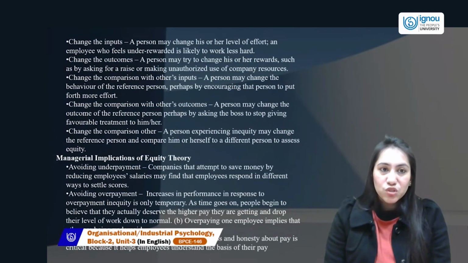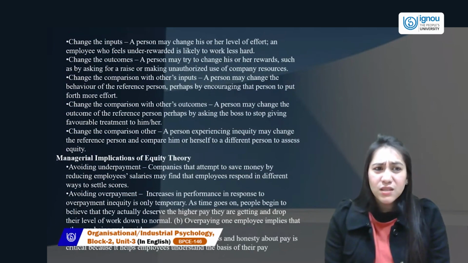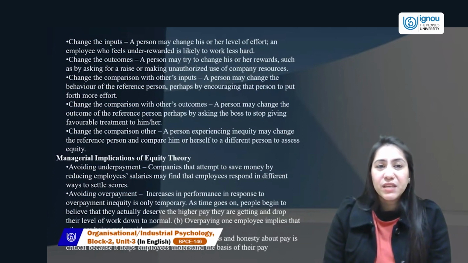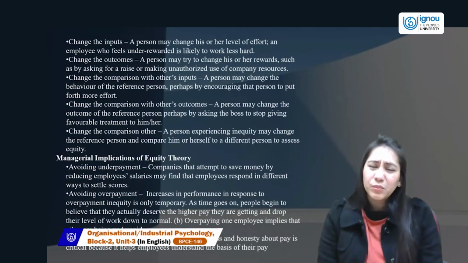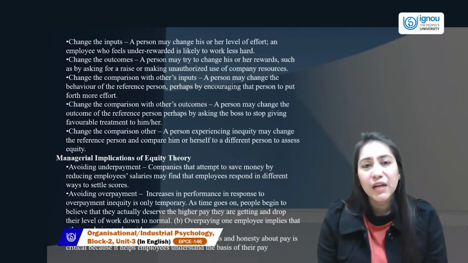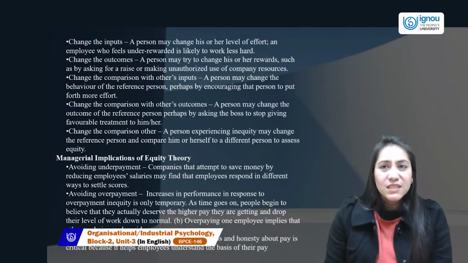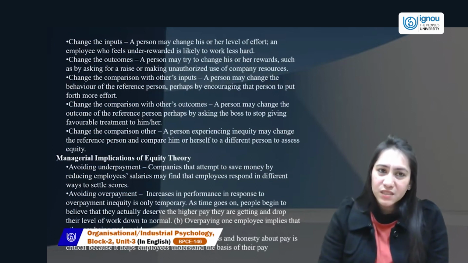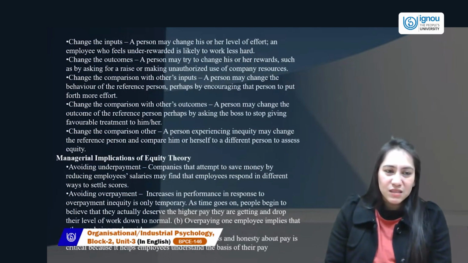Change the output, which is a person may try to change his rewards, such as asking for a raise or making an unauthorized use of company resources, which is not exactly correct. But some people do not do illegal stuff or unauthorized use. They start making their smaller needs compensated in the workplace. Like, I've seen this at many places in almost every organization.